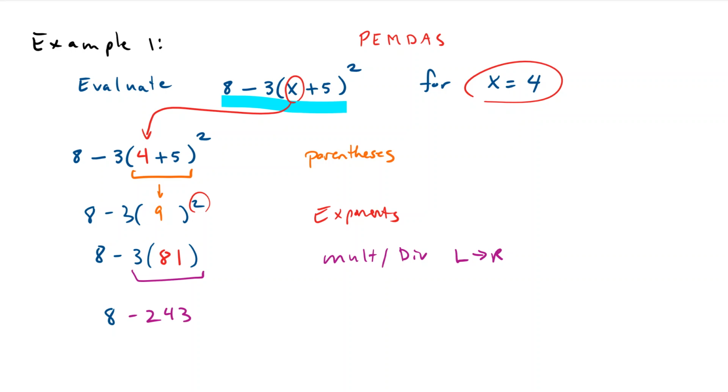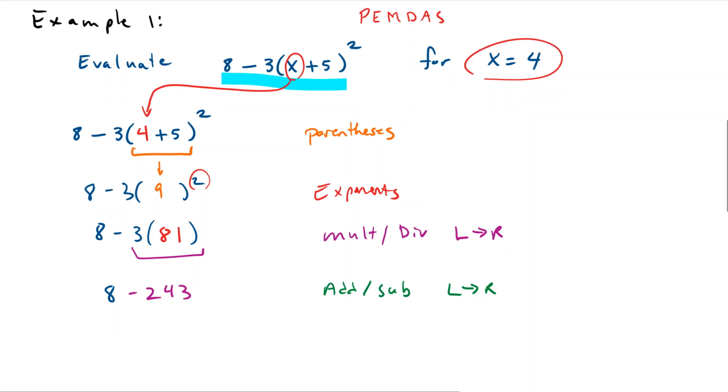Last, we have addition and subtraction, as again, they occur moving left to right. Here we only have two things and we're subtracting them, so it's not super complex. But 8 minus 243 gives us a negative 235. So hopefully that clarified a little bit.